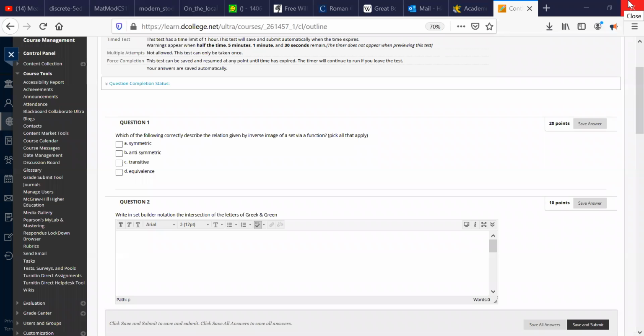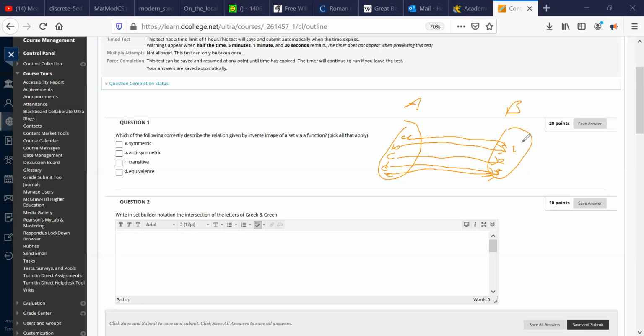Okay, so to do annotate. So if we've got two sets, we're mapping from A to B. Actually, let's do something. So we've got A, B, C, D, E. And let's say that there's also 4 here.